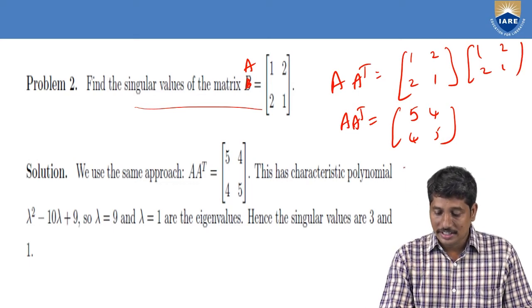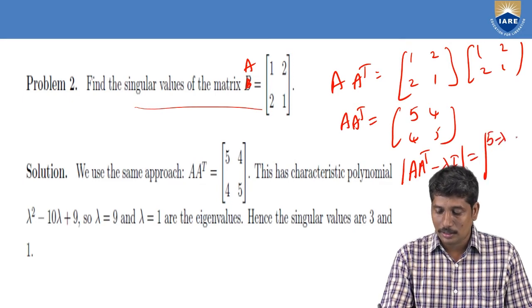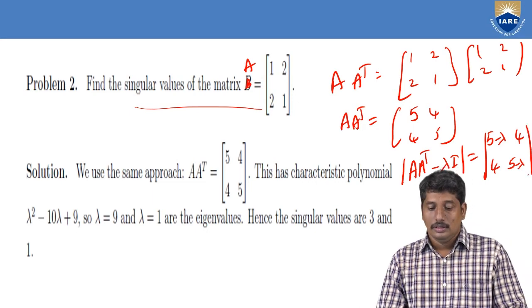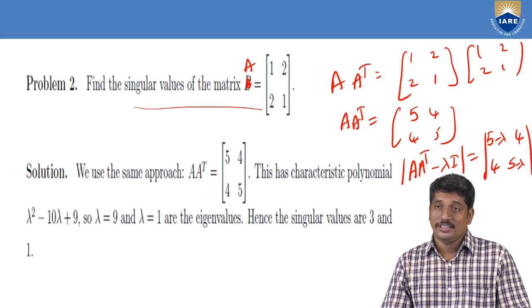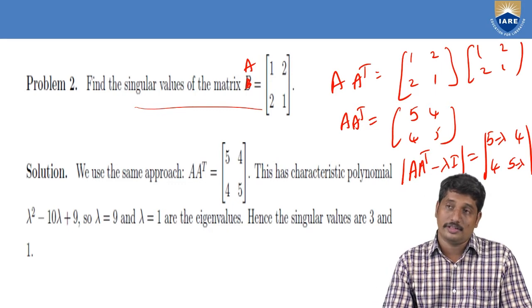Now we are taking the determinant of the characteristic matrix, that is, the determinant of 5 minus lambda, 4, 4, 5 minus lambda. That is, the determinant of A into A transpose minus lambda I, which is the determinant of 5 minus lambda, 4, 4, 5 minus lambda.